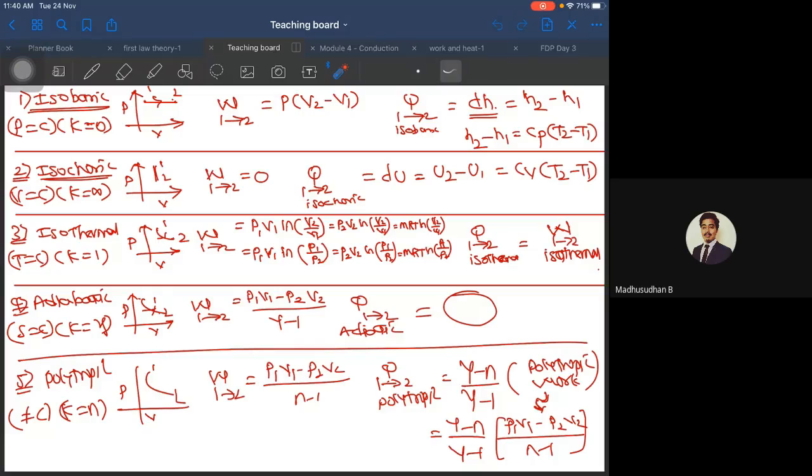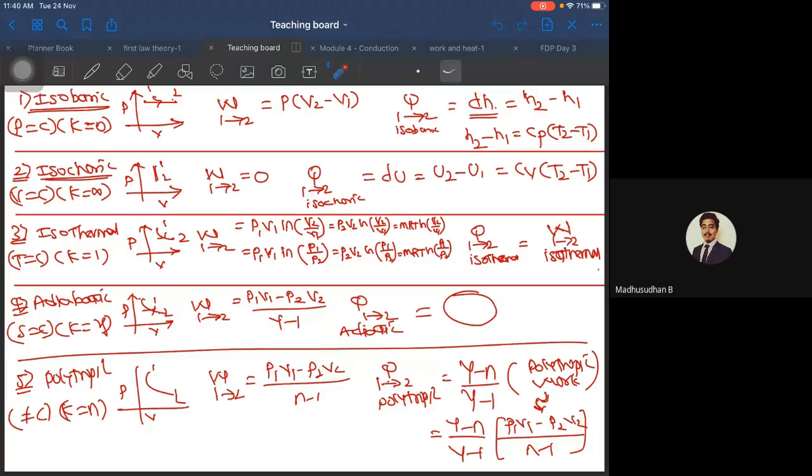So the three processes represented as a curve are isothermal, adiabatic, and polytropic. All these three processes are represented as a curve in a PV diagram. The work done expression remains the same as the adiabatic process, which is (P1 V1 minus P2 V2) divided by gamma minus 1; here it is n minus 1. And the heat flow expression is just this factor multiplied with the polytropic work done. That factor is (gamma minus n) divided by (gamma minus 1), into the polytropic work.